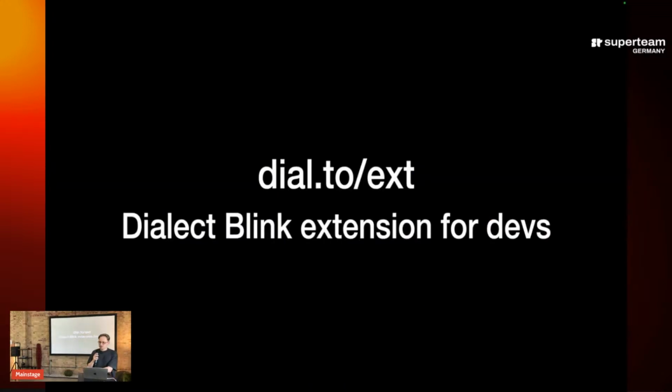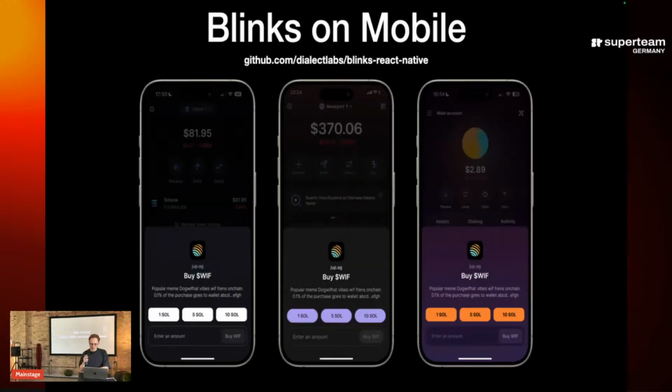And yeah, we have our own extension. You can download it with this short link. And it's more for developers. It has the most bleeding edge features, which I will share today, which are not yet available in the wallets. And also, coming soon, Blinks on mobile. If you have a mobile application and it's in React Native, you can use our SDK to bring the Blink experience directly into your mobile app.